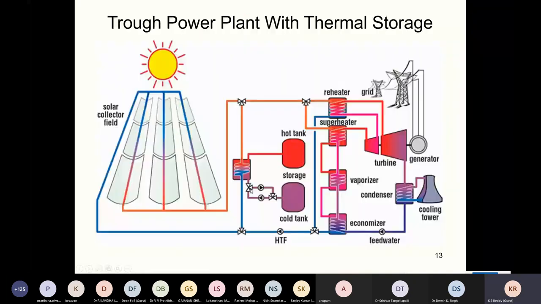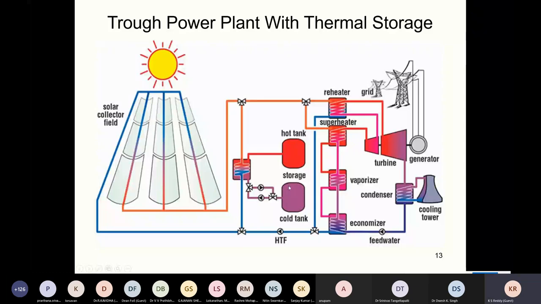Then if you take a typical thermal power plant with storage, there's a parabolic trough collector, and you can integrate it with hot and cold tanks. During the daytime it heats up the hot tank, and during night time it reverses the flow. So the cycle is also reversed, so that it can be operated in the night time. And if additional energy is required, we can even go with the auxiliary system.